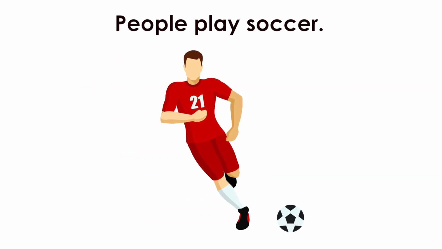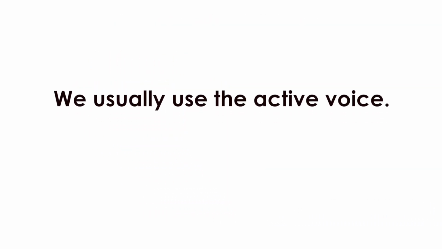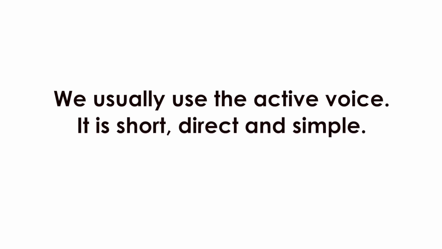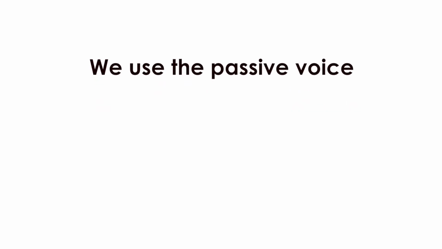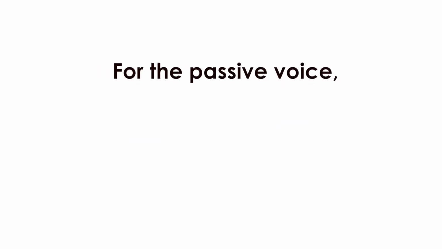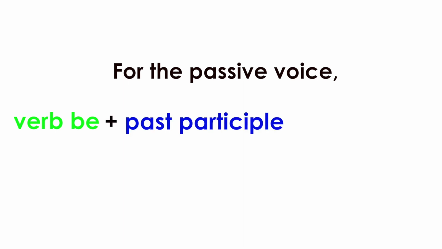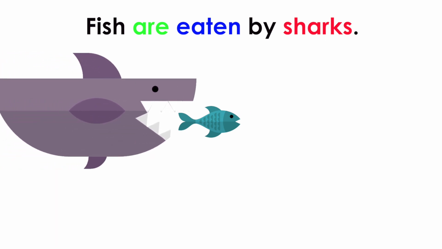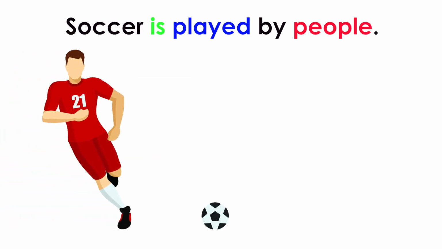People play soccer. We usually use the active voice. It is short, direct, and simple. We use the passive voice when the subject receives the action. For the passive voice, we use the verb be plus the past participle plus by, then the agent. For example, fish are eaten by sharks. Soccer is played by people.